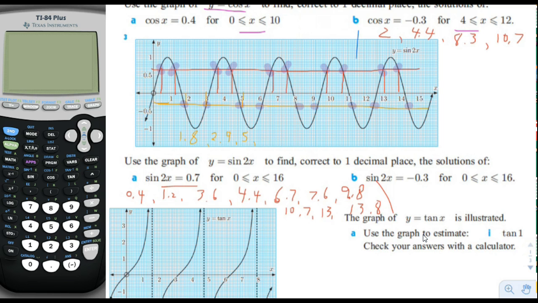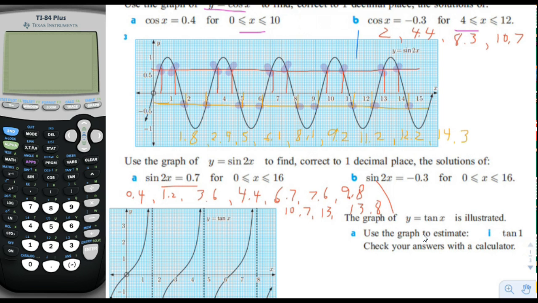6.1. 8.1. 9 point, I don't know, 2. I'm really eyeballing this. This graph paper isn't that good. 12.2. 14.3. Okay, those are my guesses there. All right?